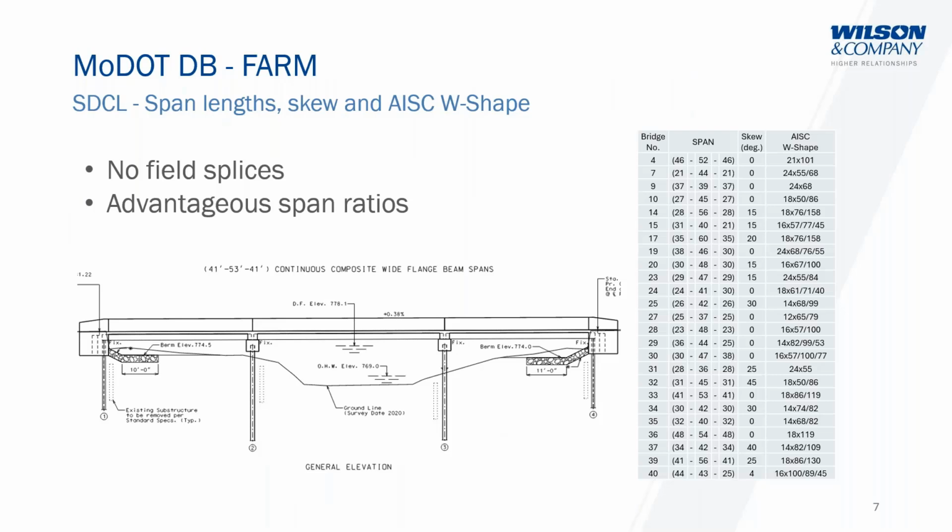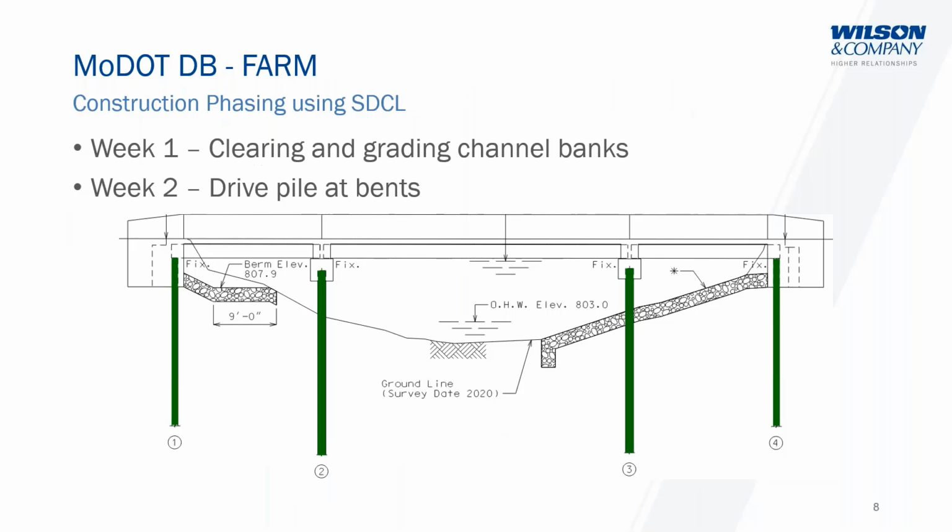And because those end spans and span ratios were advantageous, we were able to keep that footprint pretty tight for all these projects. And in the use of steel, we were also able to keep the grade raises to a minimum. I'm not sure if we even had any, quite honestly, but they were advantageous for sure on this project.